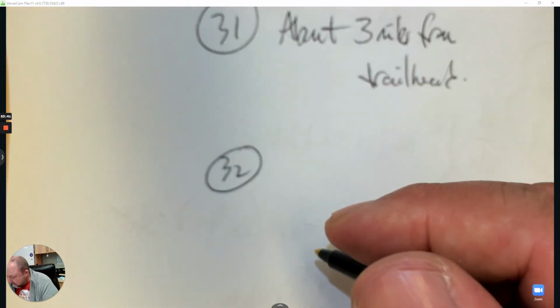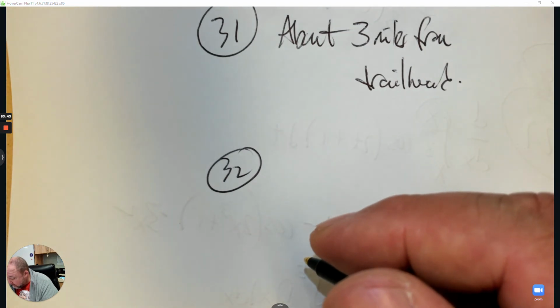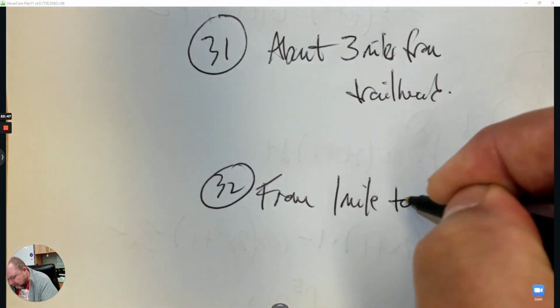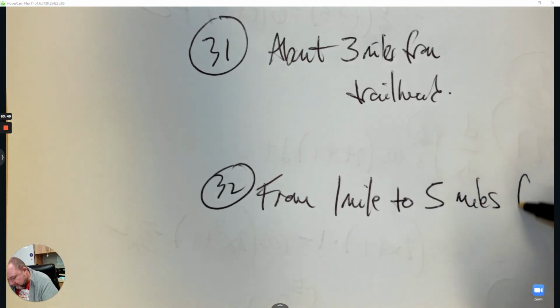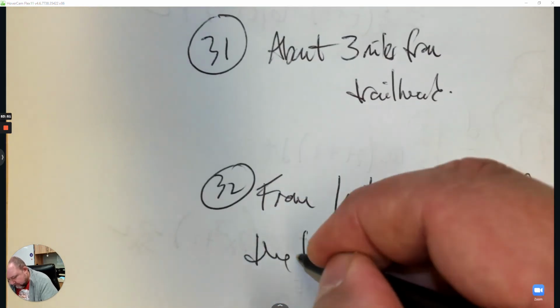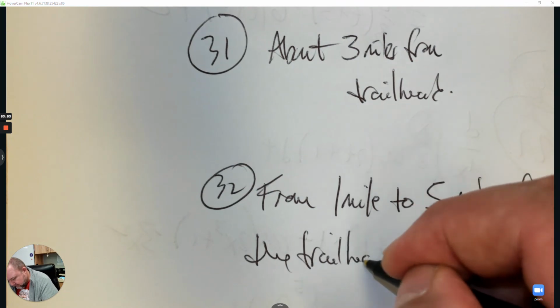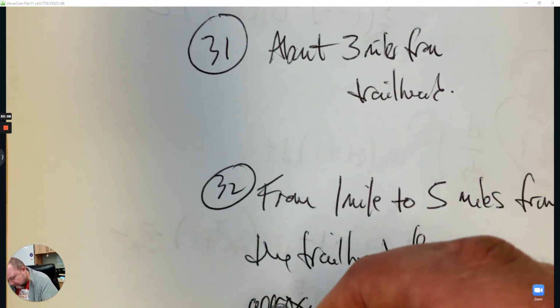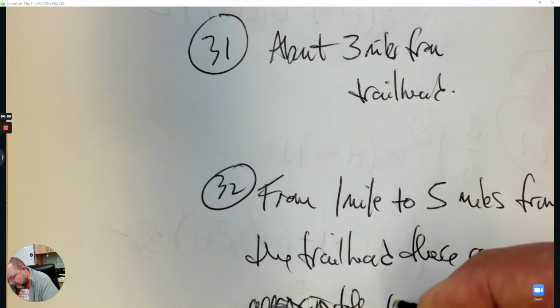Write a complete sentence using numbers and units to tell what that integration means. So from 1 mile to 5 miles from the trailhead, there are approximately 120 hikers.